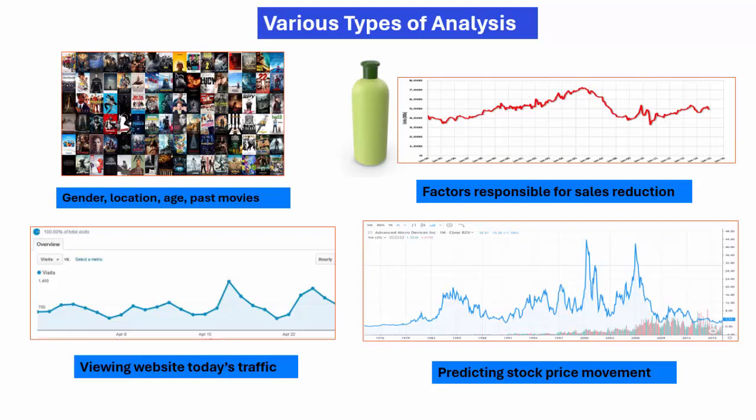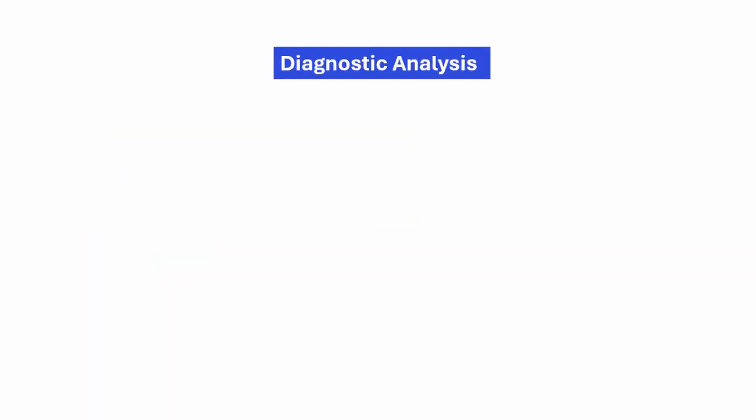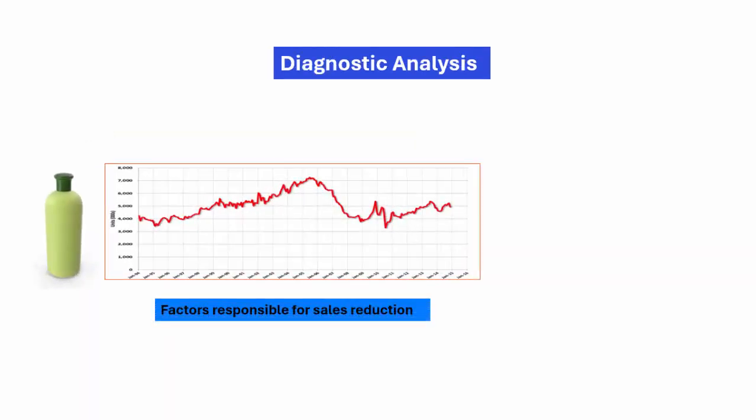Okay, so you see about the descriptive analysis. This one, today's traffic, we are viewing the website's today's traffic. It is a descriptive analysis, the current situation, whatever we have. No past data required, no future outcome required. Second, we see the diagnostic analysis. Here, the factors responsible for sales reduction. Which factors are affecting our sales in a positive or negative manner? Analyzing past data, no future outcome or forecast here.